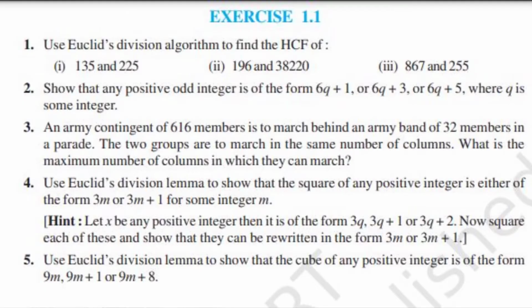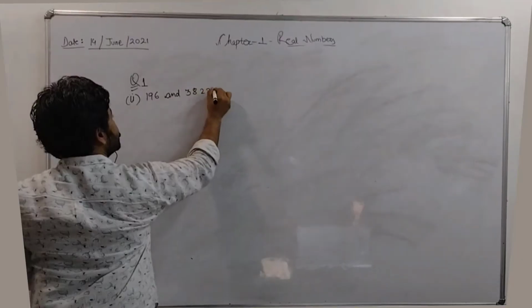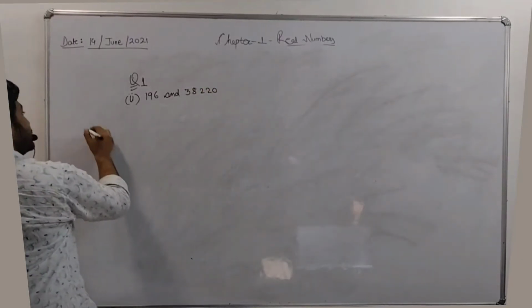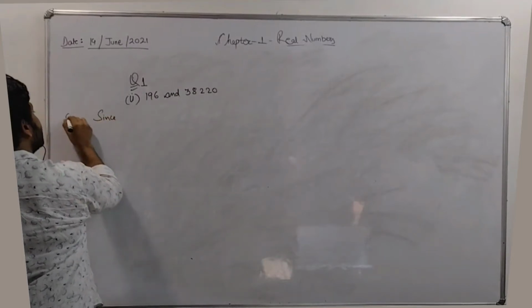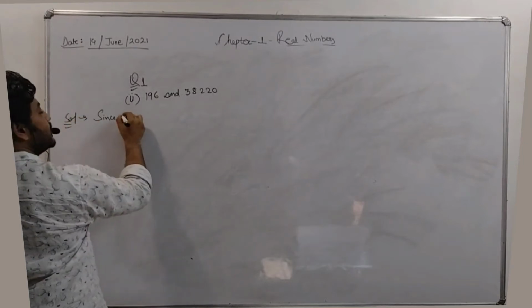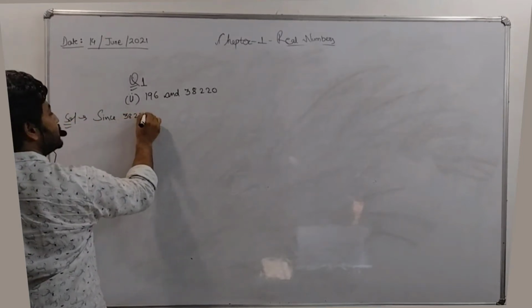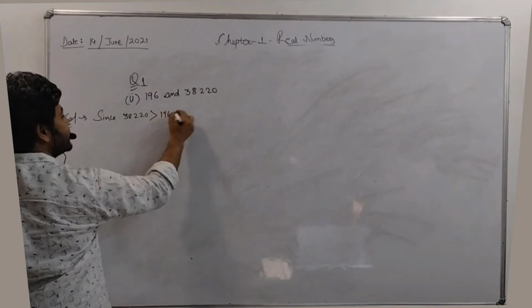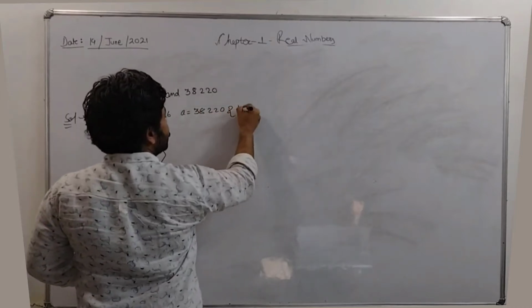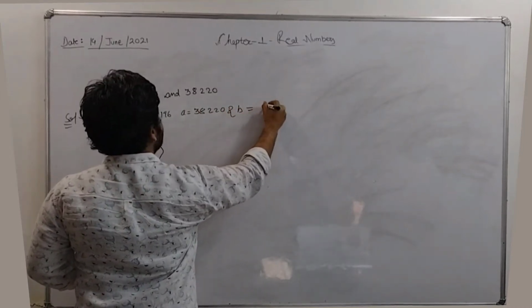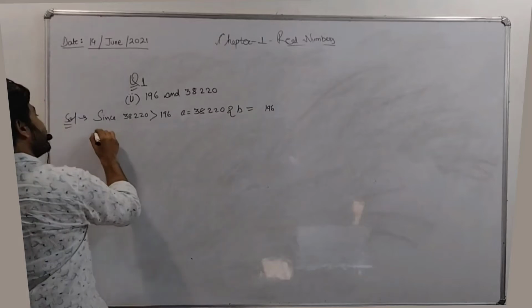Second part says 196 and 38220. Since same methodology, this is the solution. Okay, since 38220 is greater than 196, A is equal to 38220 and B is equal to 196.